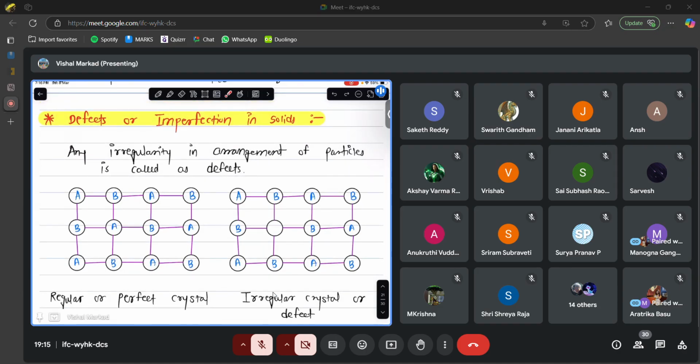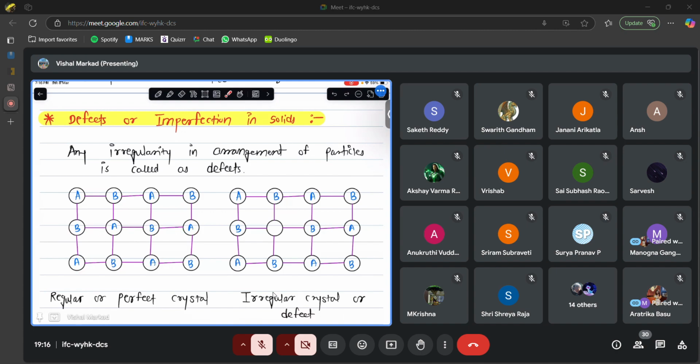The important thing from here is defects or imperfection in solids. Now look here. What is a defect or imperfection? Any irregularity in the arrangement of particles is called a defect. Simple. A B A B, B A B A B A B. Proper arrangement is there. Here the A B A B pattern is followed, here the B A B A pattern is followed, here again A B A B is followed.